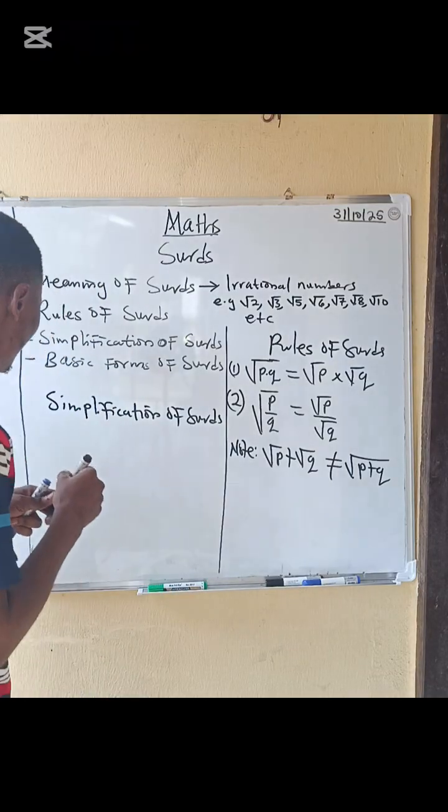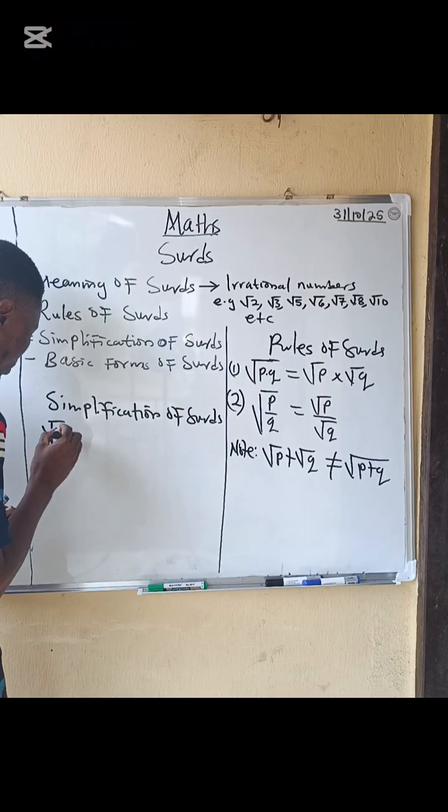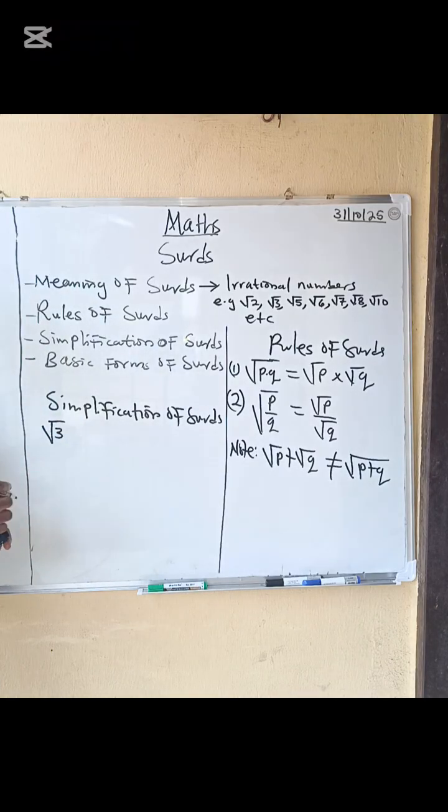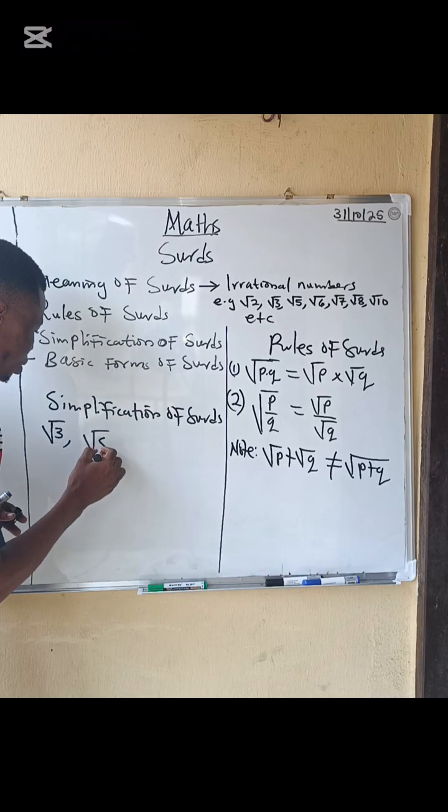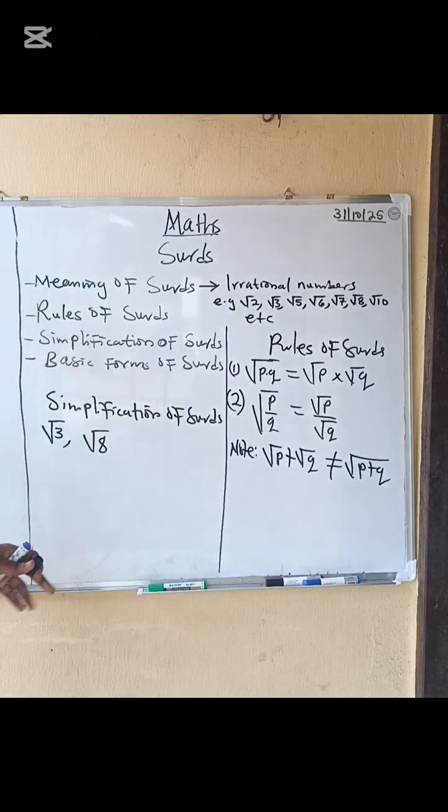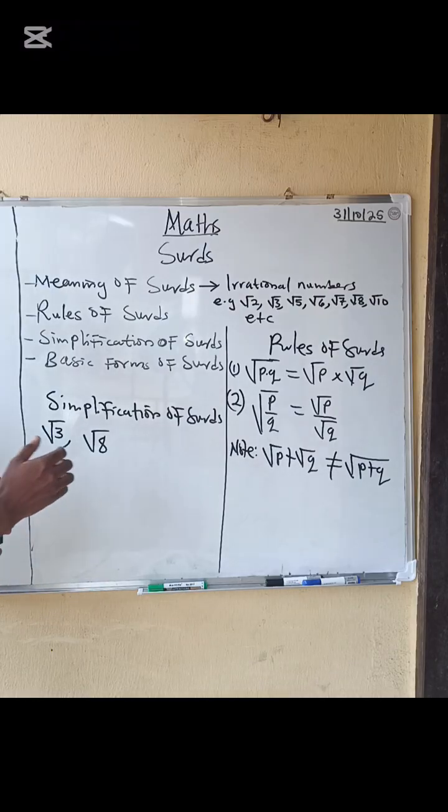Look at this. If you have root 3, this is in basic form, because you cannot split the 3 into any other form. But if you have root 8, what can you do from here?